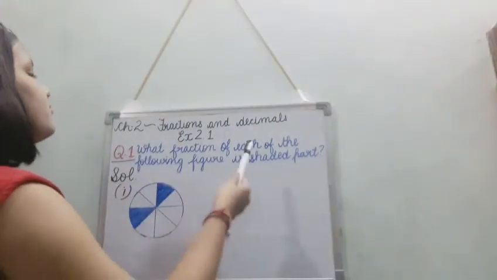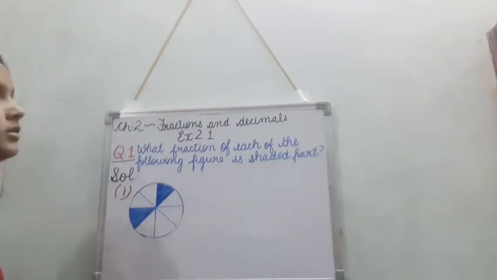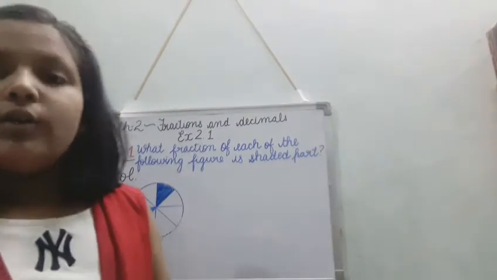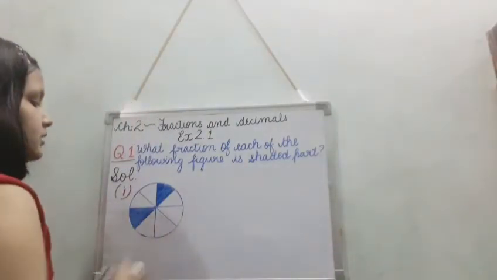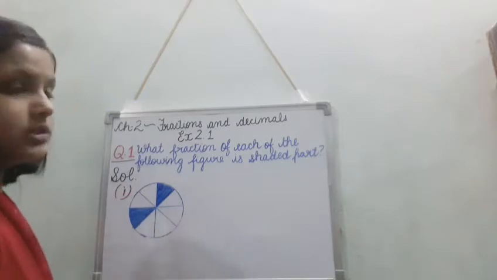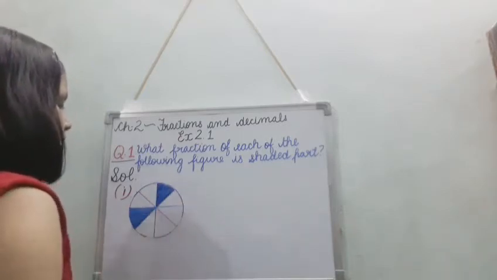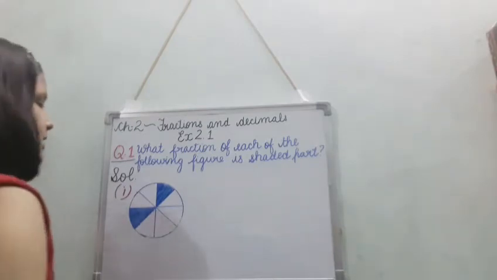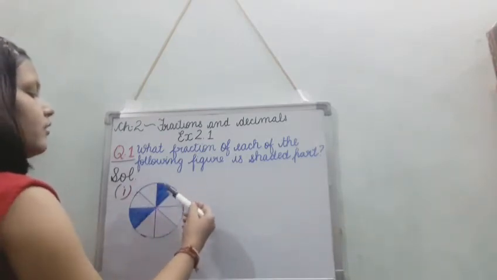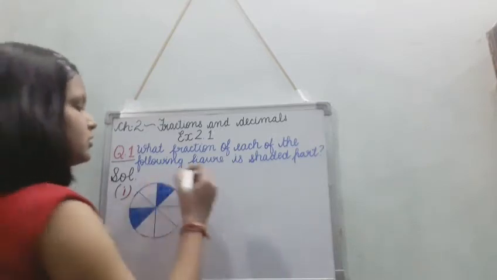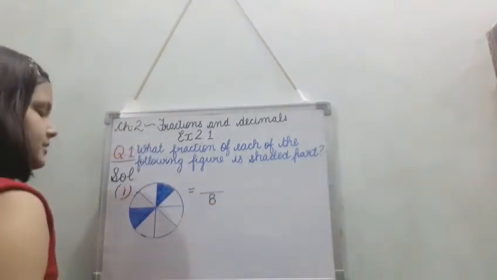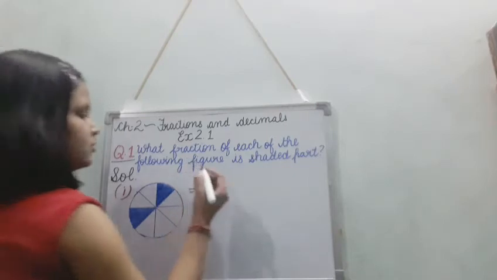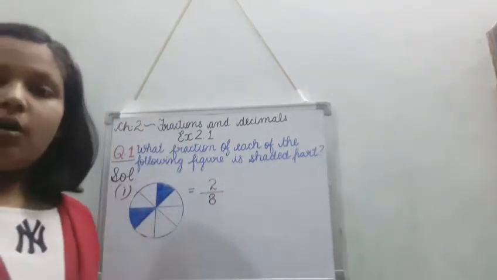Question 1 says, what fraction of each of the following figures is the shaded part? Means in this, some figures will be given to you and you have to take out the fraction of the shaded part. Okay. So the first figure is here, and firstly we have to count the total number of parts in which it's divided. Let's count it. 1, 2, 3, 4, 5, 6, 7, 8. So total number of parts is 8. So we will write 8 in the denominator. And the shaded parts are 1 and 2. So the fraction will be 2 upon 8.